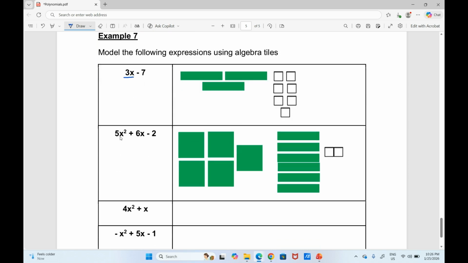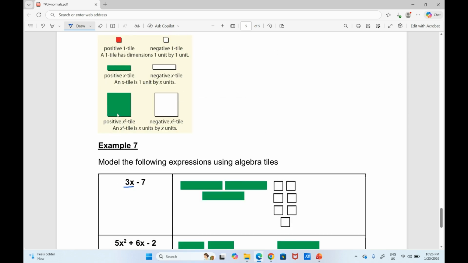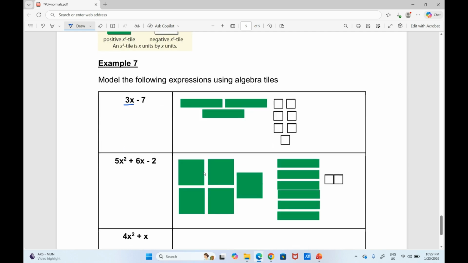Okay, now I have 5x squared. Notice that the green x squared, the big square, is positive, and I have 5 of them. 1, 2, 3, 4, 5. So I got 5x squared here.